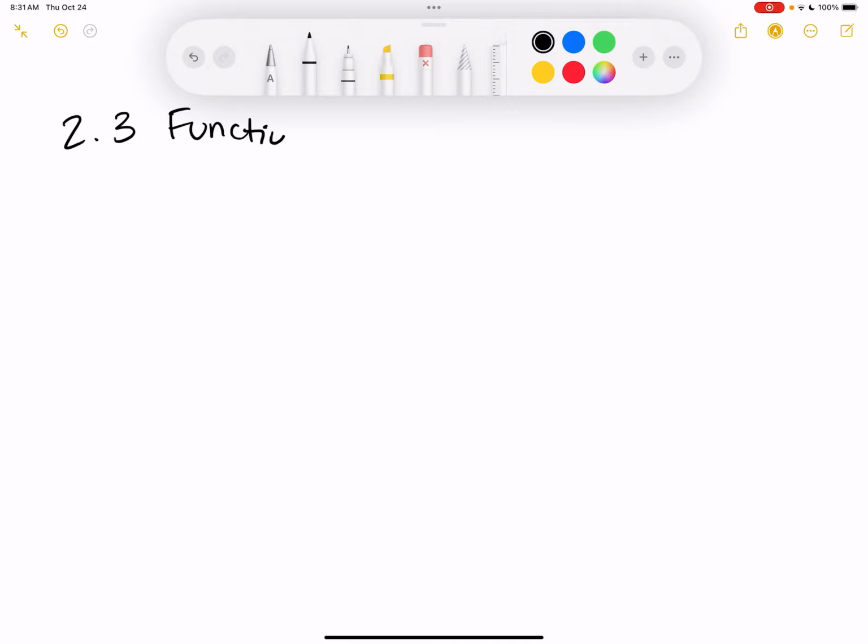2.3 functions. So another pretty short section overall, and again, pretty easy overall.